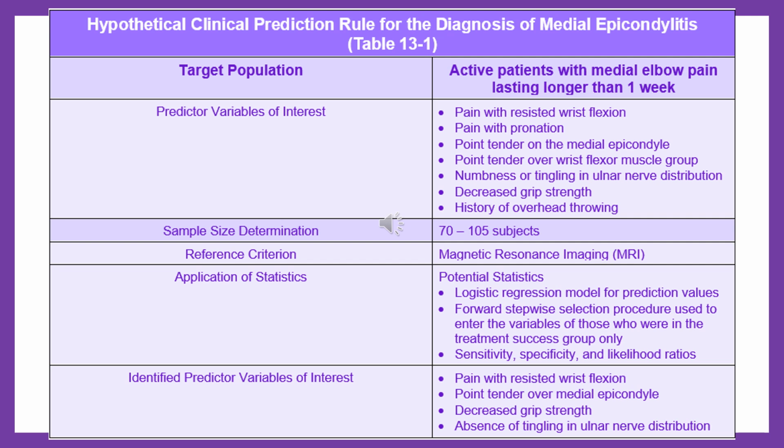And then once the identified predictor variables of interest are determined, now we have only 4 that are of interest. We have pain with resisted wrist flexion, point tenderness over that medial epicondyle, decreased grip strength, and no tingling in the ulnar nerve distribution. And this is because if they had tingling over that ulnar nerve distribution, the pain could be coming from that ulnar nerve rather than that epicondylitis. So again, this is hypothetical, but it is a great example of the derivation step in developing CPRs.